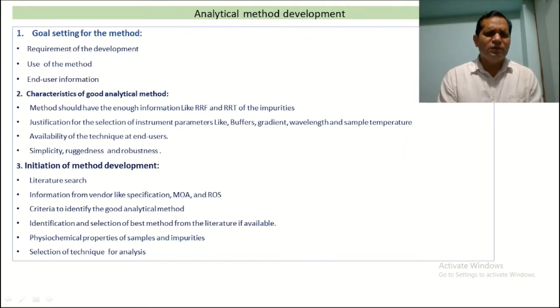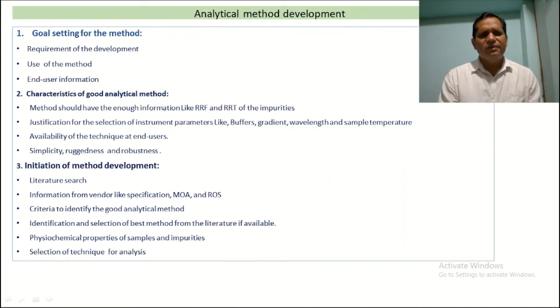Suppose we are doing the development of an IPC method, then we have to consider that the method runtime should not be long. Second, when we are doing the development for any KSM or raw materials, we have to consider what facilities our vendor has. Based upon the facilities, we have to develop the method. Sometimes, if you are developing the method using a CAD detector, there is a possibility that the vendor does not have the detector.